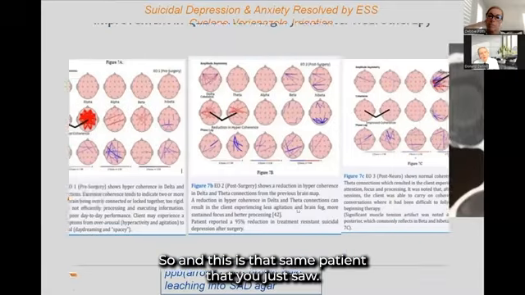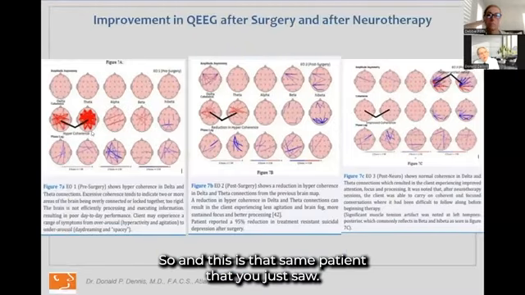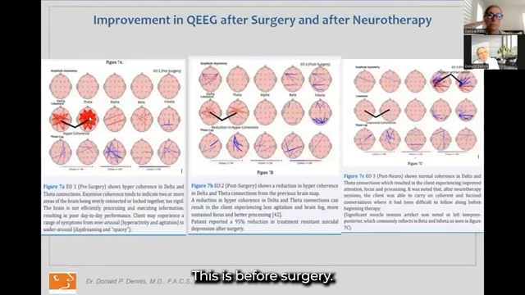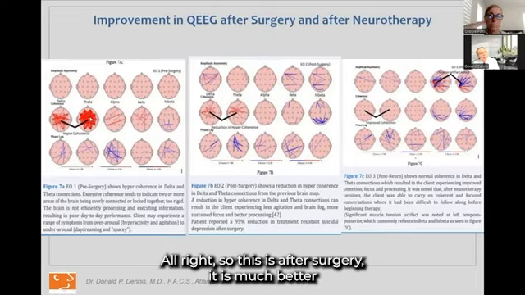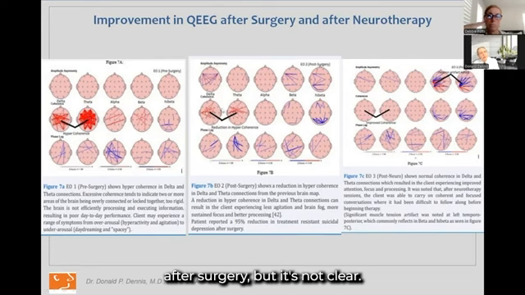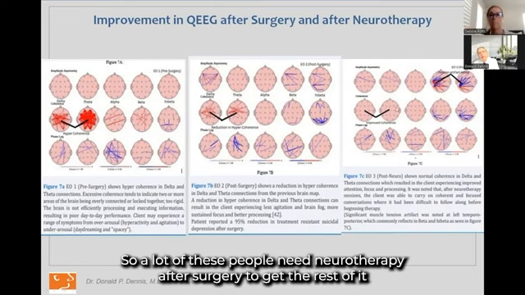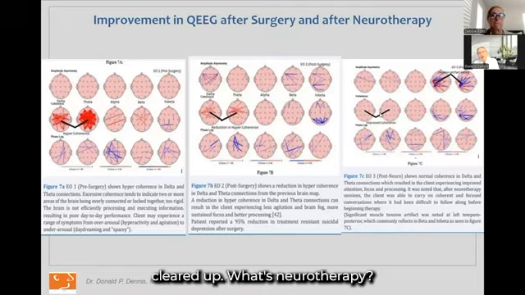This is that same patient that you just saw. This is before surgery. All this red stuff is disorganized thought processes and brain damage. All right, so this is after surgery. It's much better after surgery, but it's not clear. Now, this is after neurotherapy. A lot of these people need neurotherapy after surgery to get the rest of it cleared up.